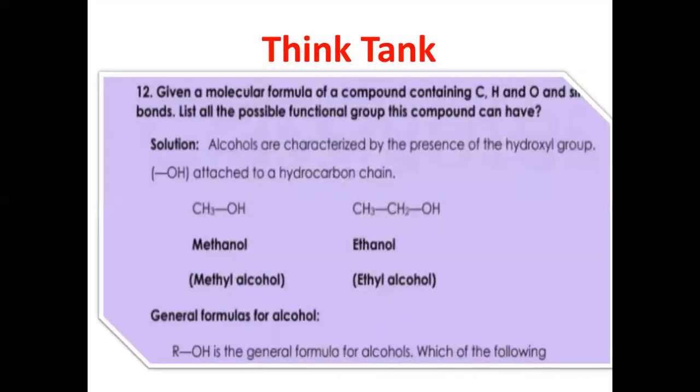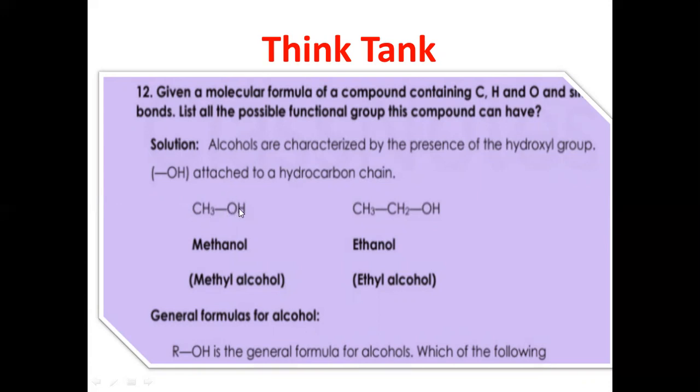Question number 12 of think tank: given a molecular formula of a compound containing carbon, hydrogen and oxygen and single bonds, list all the possible functional groups this compound can have. So alcohols are characterized by the presence of the hydroxyl group. Alcohols contain carbon, hydrogen and oxygen, and the OH group, which is called the hydroxyl group, is attached to the carbon atom through a single bond.